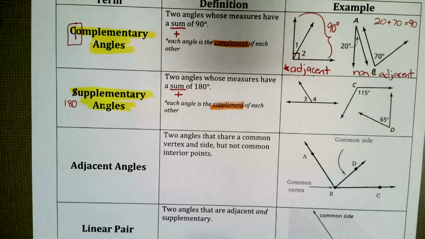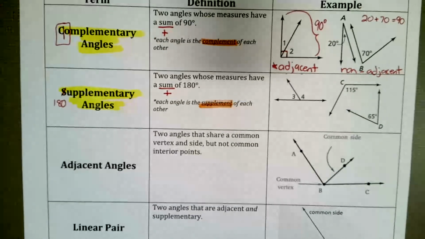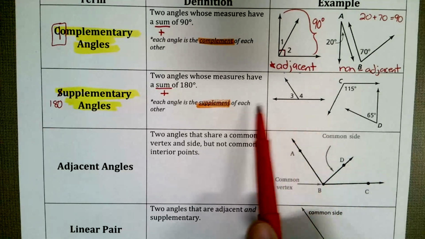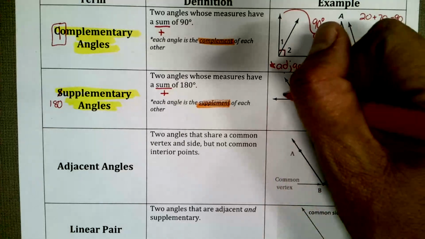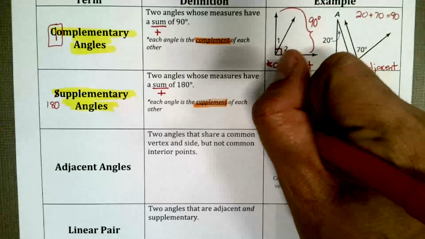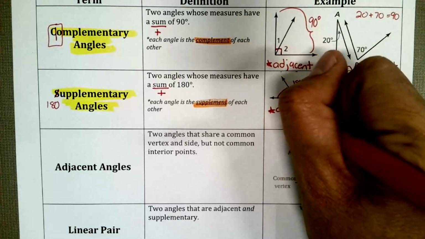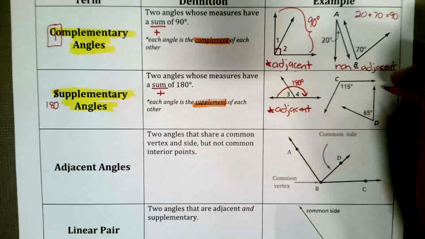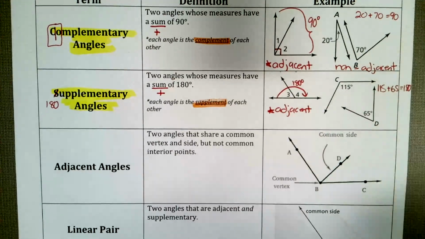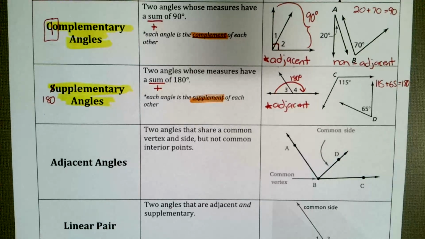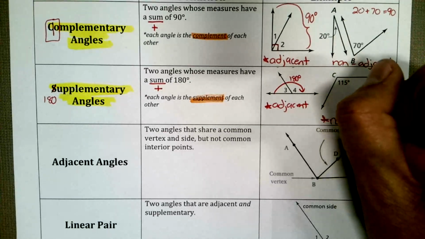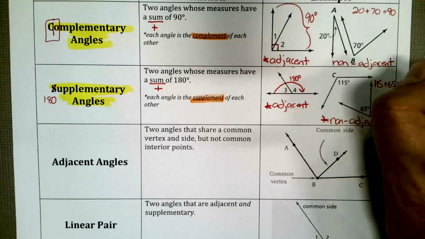And again, we have two examples. So I know these are supplementary because they make a straight line or a straight angle, which I know in total is 180 degrees. And this would be the adjacent example. And then over here, 115 plus 65 equals 180. So they are supplementary, and this would be my non-adjacent example.